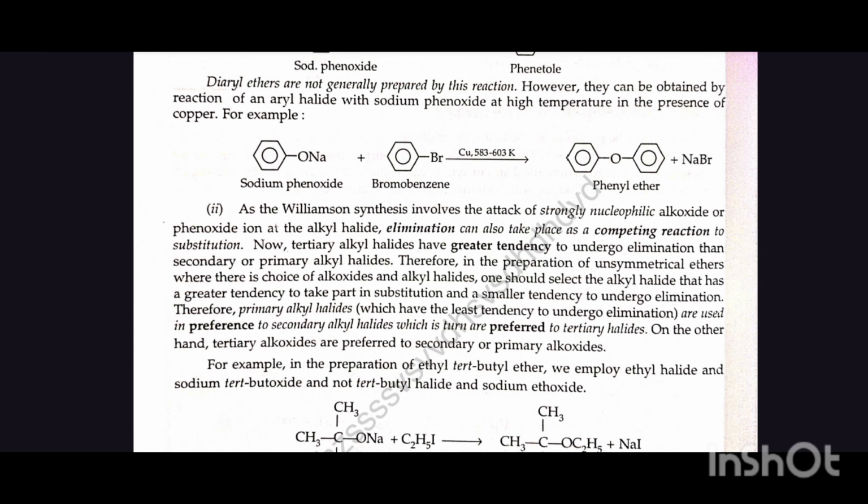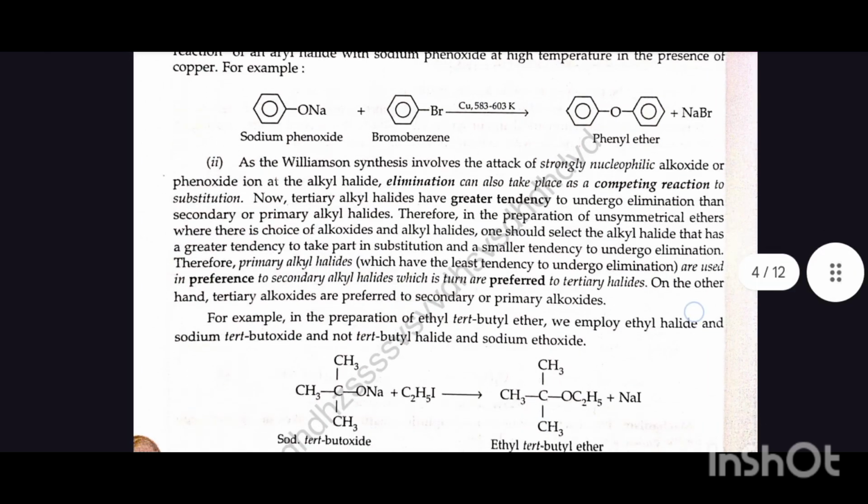On the other hand, tertiary alkoxides are preferred to secondary or primary alkoxides. For example, in the preparation of ethyl tertiary butyl ether, we employ ethyl halide and sodium tertiary butoxide, and not tertiary butyl halide and sodium ethoxide.